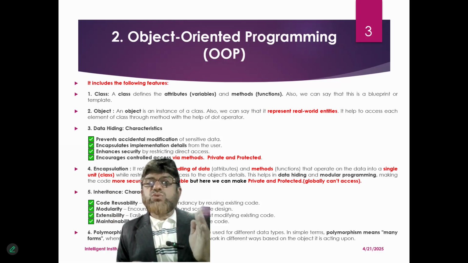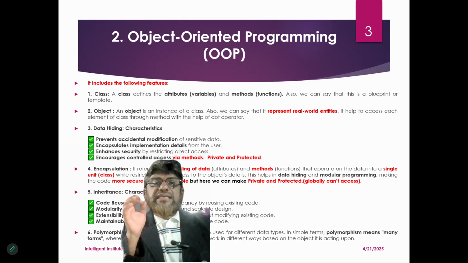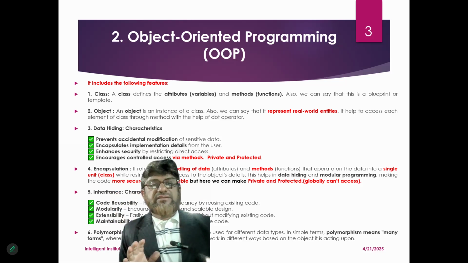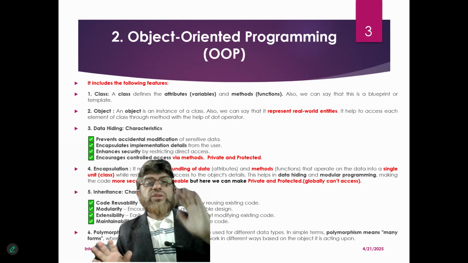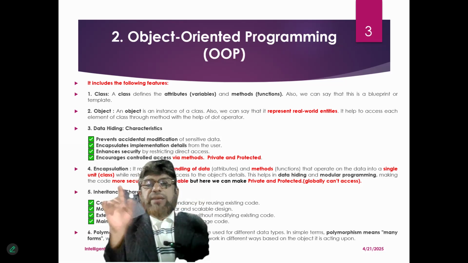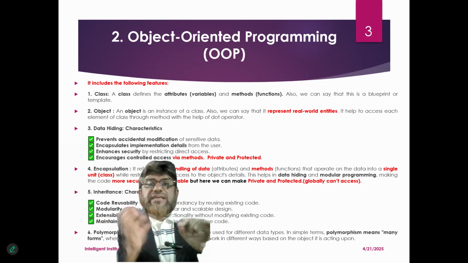Now it helps to access each element of the class, and through methods we can access each element from the class with the help of the dot operator. Fine. So without an object we cannot get any output. When we have used the class we have designed, with the help of an object we can access the data of the class.